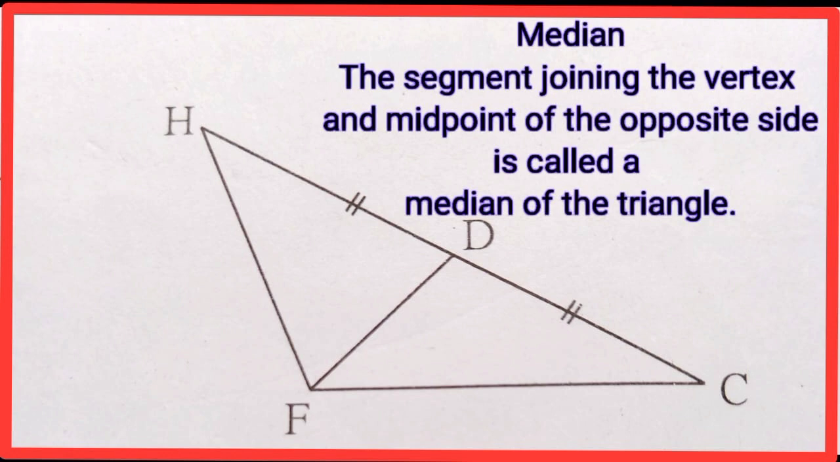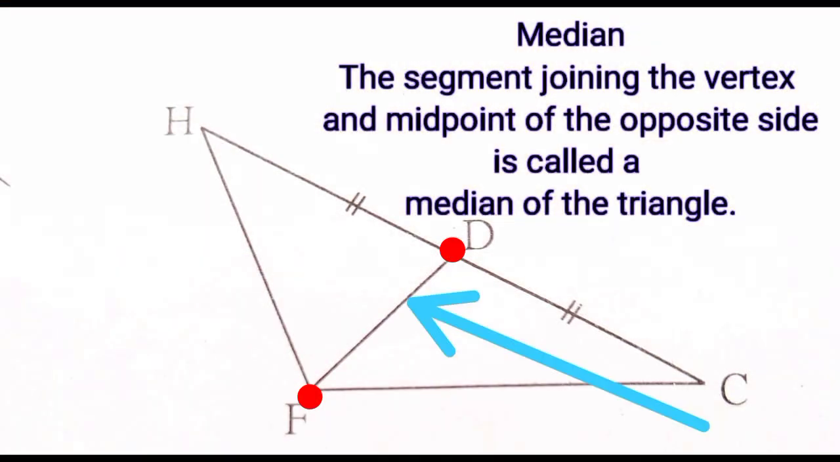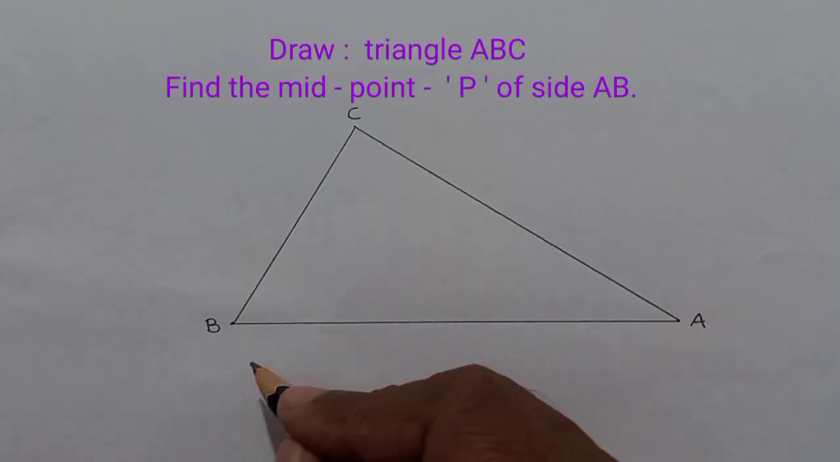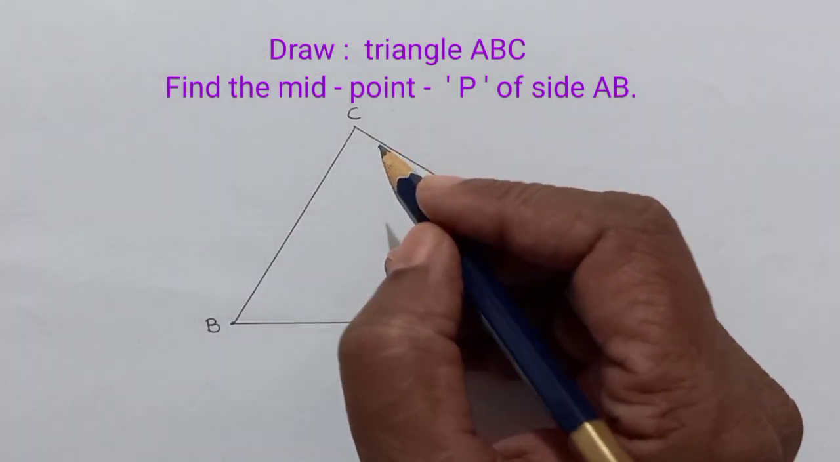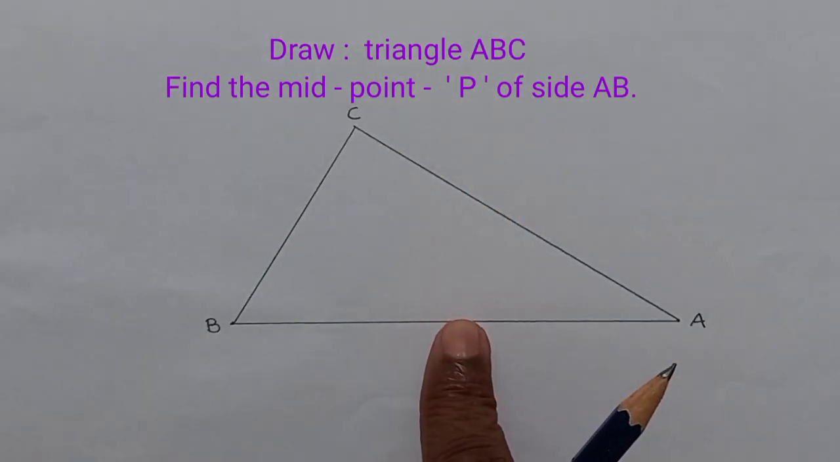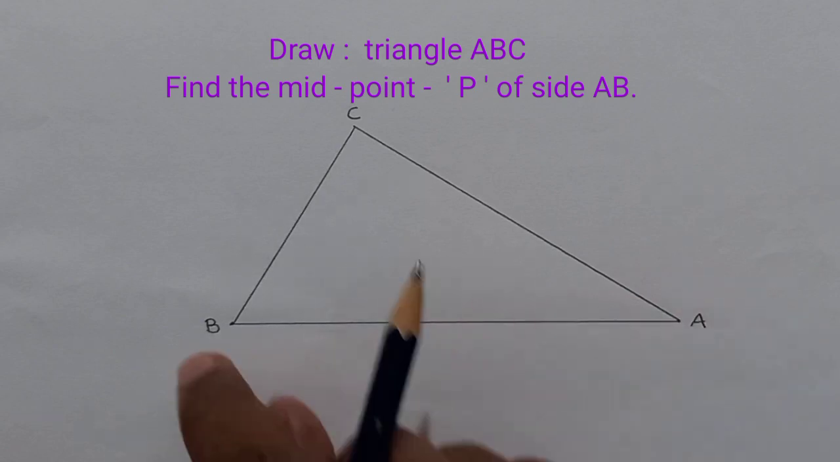Median: the segment joining the vertex and midpoint of the opposite side is called a median of the triangle. In triangle SCF, segment FD is a median on the base CH. Draw triangle ABC. Find the midpoint P of side AB.